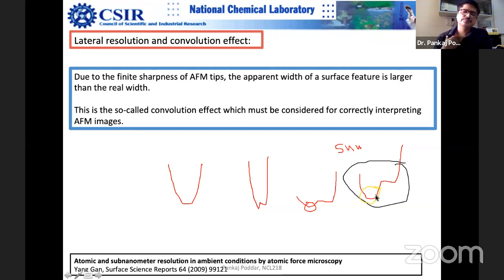So normally this question is asked: your radius of curvature is 10 nanometer or 5 nanometer, so how can you sometimes get atomic resolution or subatomic resolution? The answer lies in this. That's the reason you must examine this part of the tip very carefully under a scanning electron microscope. Then you know the actual tip geometry, and you will be able to put it in the geometric model for further calculation.